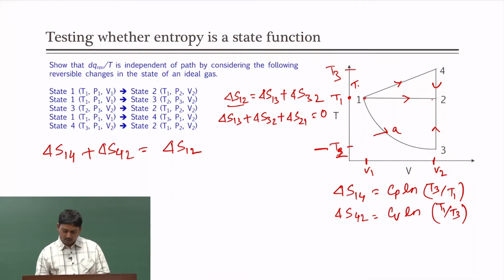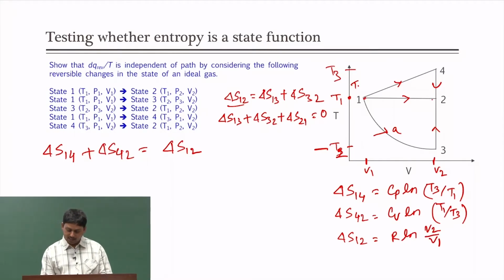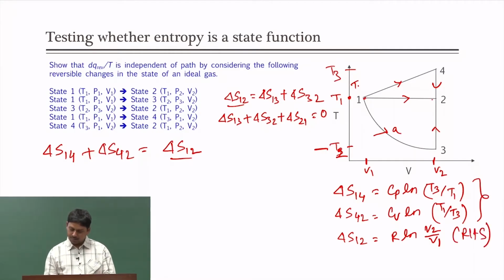And delta S 1,2 is a process in which temperature is the same, pressure and volume are changing, which is nothing but an isothermal expansion process. So, it is R ln V2 by V1. Now, let us see the left hand side. This is our right hand side, and the left hand side is the sum of these two. Let us sum both of them.